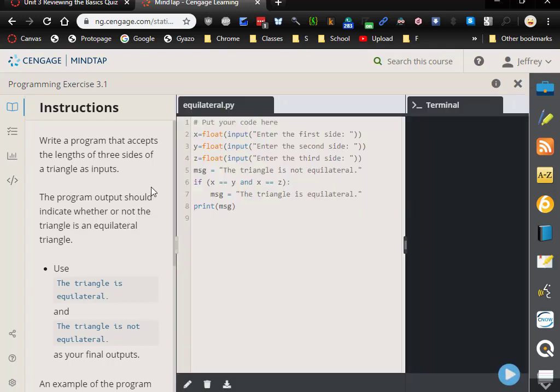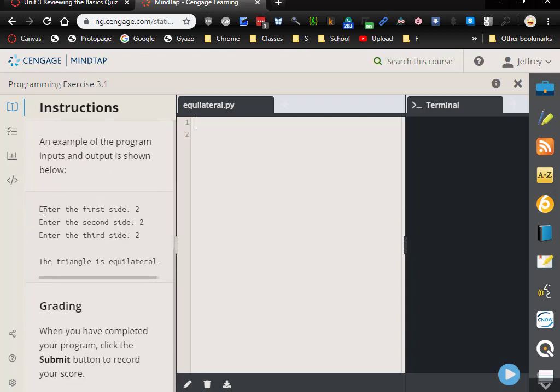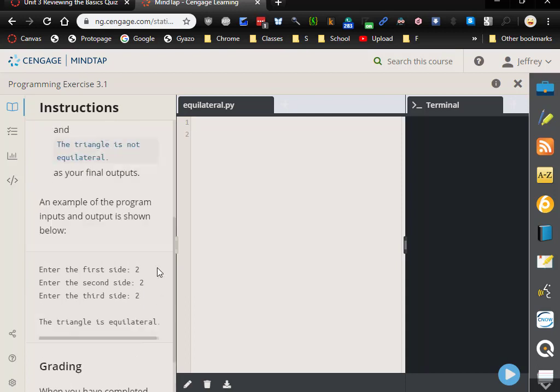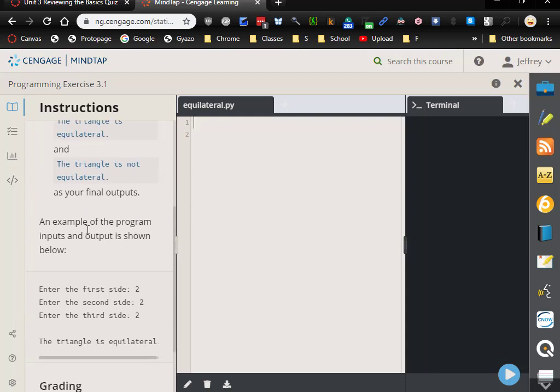All right, so we have this, or maybe I've actually started to answer it. Yeah, I have. So here's the question. They want it to work like this. Enter the first side, 2. Enter the second side, 2. Enter the third side, 2. That triangle is equilateral. And so it's supposed to print one of two things. The triangle is equilateral, or the triangle is not equilateral.